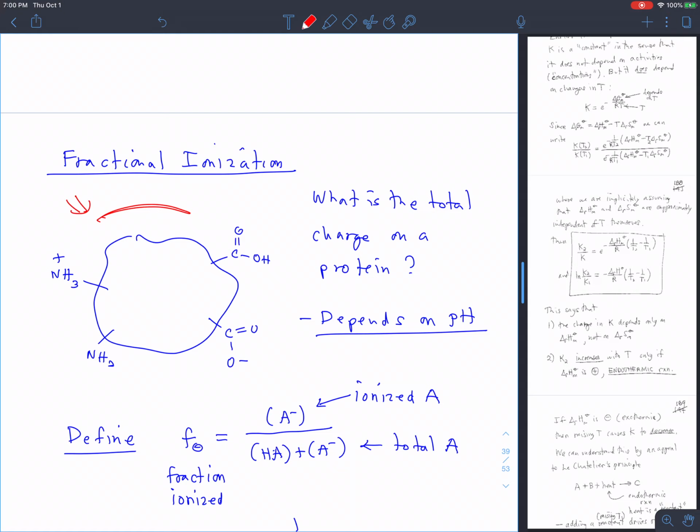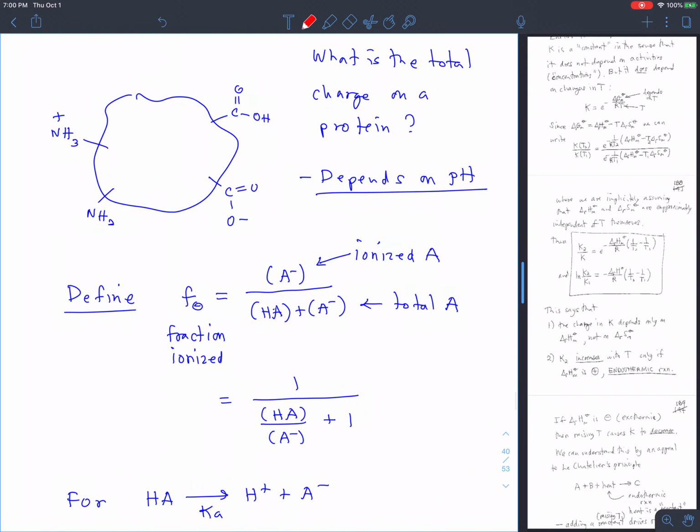Well, if you change the pH, you're ionizing some of these surface groups and protonating some of these other surface groups, and so the total charge on the protein depends on the pH. At one pH, it has a positive charge. Change the pH, and suddenly you can end up with the same protein having a negative charge. Let's see if we can calculate what that charge ought to be as a function of the pH. It turns out we can.